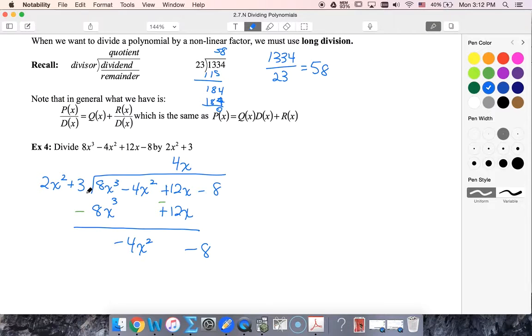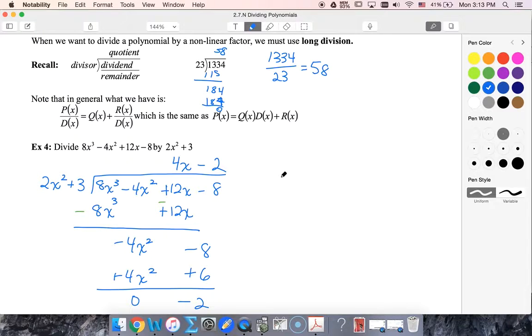So now 2x squared times what is negative 4x squared? That's going to be minus 2. So I'll get minus 4x squared minus 6. Draw the line and subtract. So negative 8 minus negative 6 is negative 2. So negative 2 is my remainder. I can't multiply 2x squared by anything to get negative 2. I can't multiply it by anything that lines up with my terms.